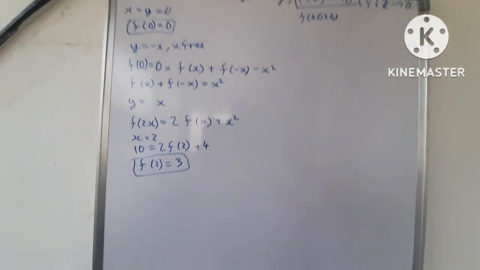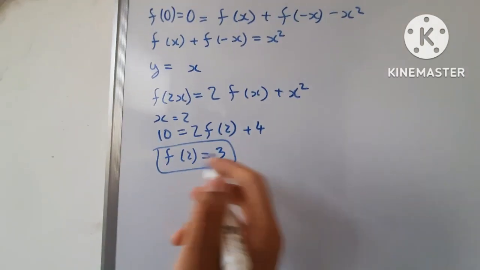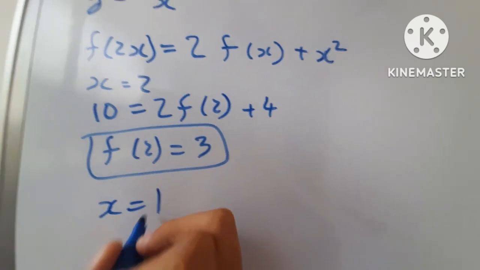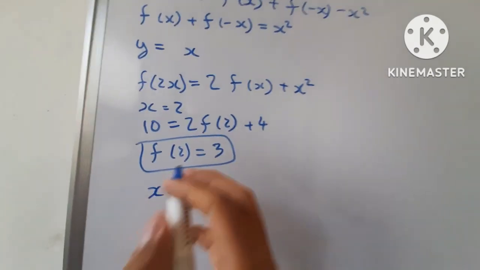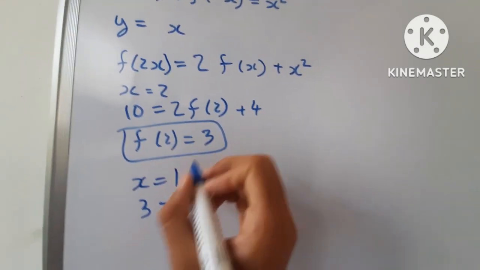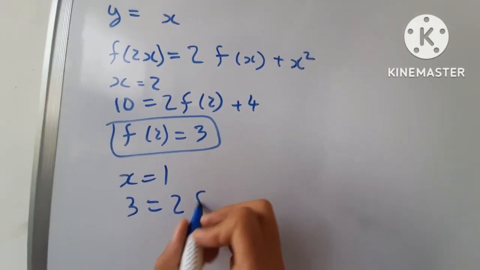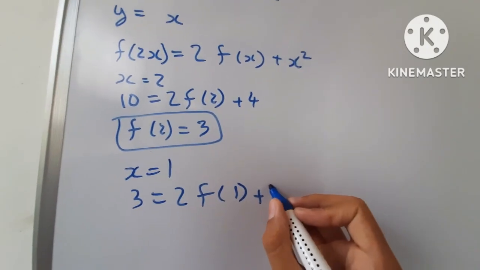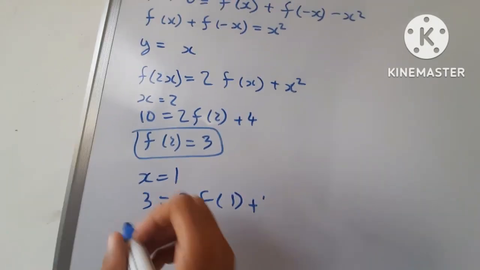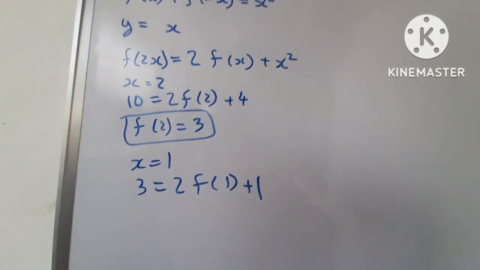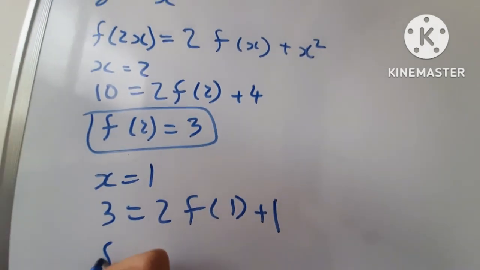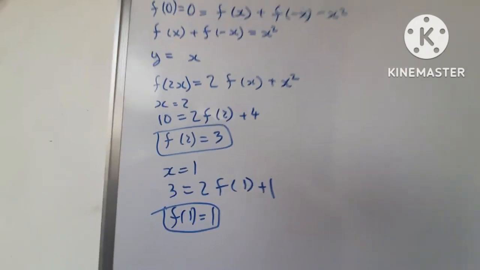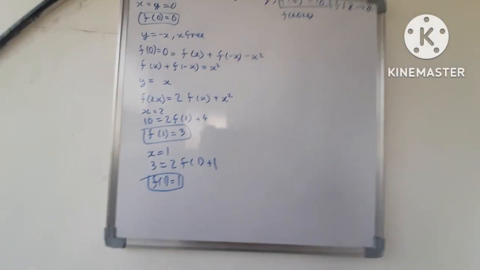Anyways, f of 2 is equal to 3, right? We found that. Now we can plug in x equal to 1. So we get f of 2 on the left-hand side, which is equal to 3, as we just found out. Then that becomes 2 f of 1 plus 1 squared, which is 1. Simplify this a bit and you get f of 1 is equal to 1. Okay, so far so good, right?